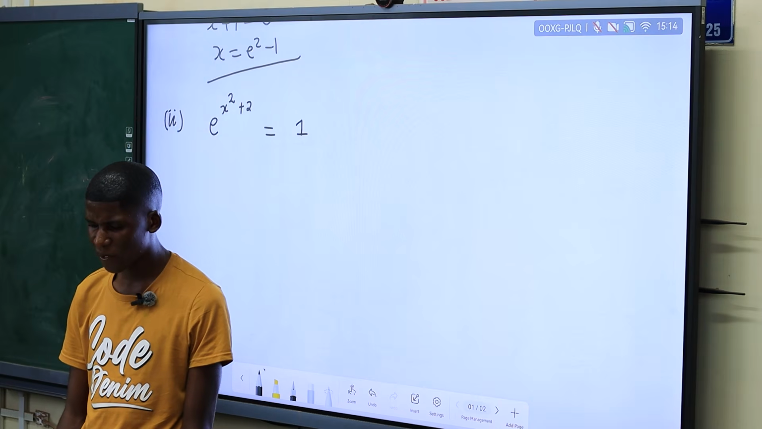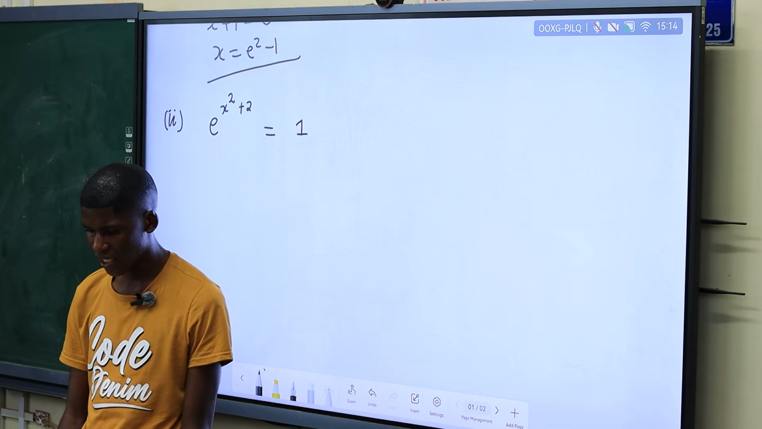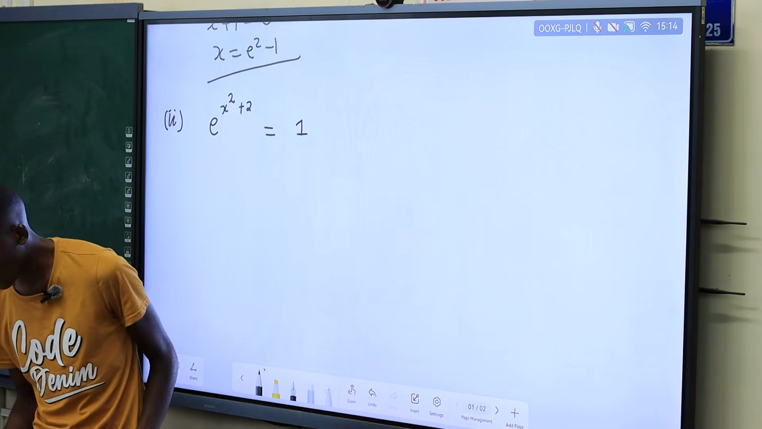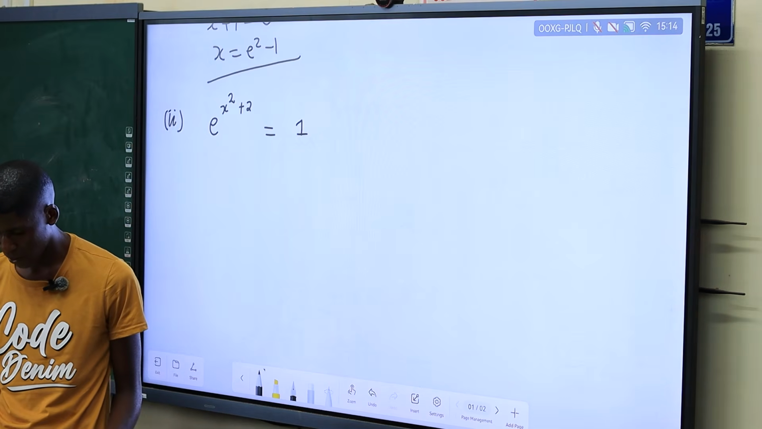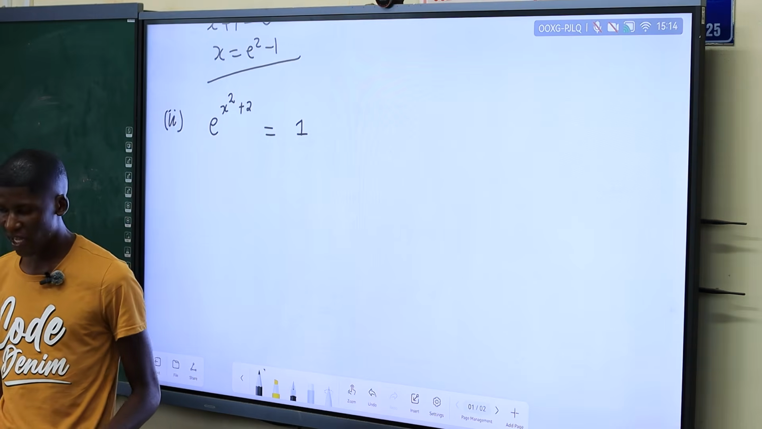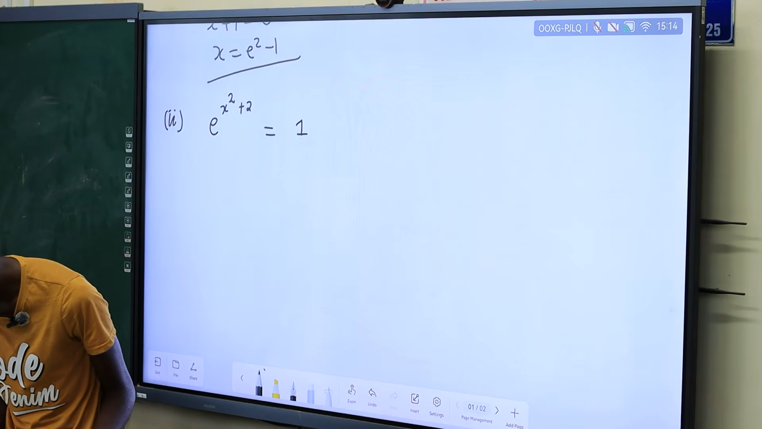Trying to look for more problems, but I am not seeing any. Okay, let me see the tutorial rather than camp. I can find problems there. Solve for x.